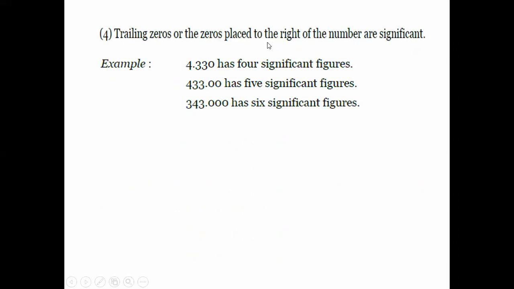Next, trailing zeros, the zeros placed on the right side, are significant. Say 4.330, all 4 are significant figures. 433.00 has 5 significant figures. 343.000 has 6 significant figures. All of them are significant.